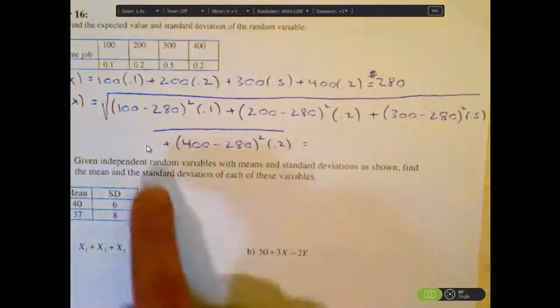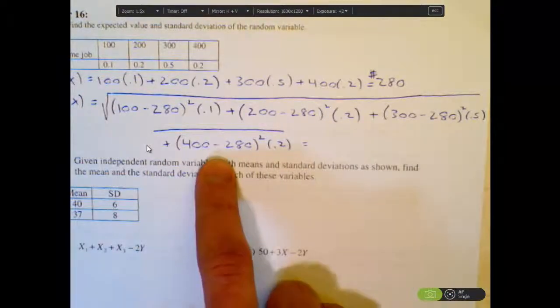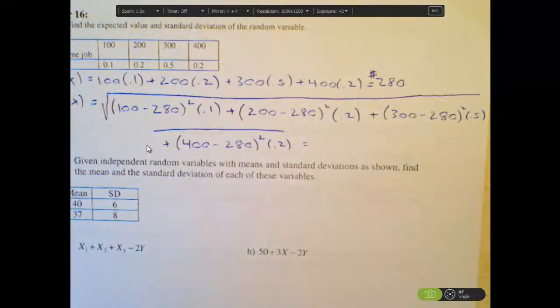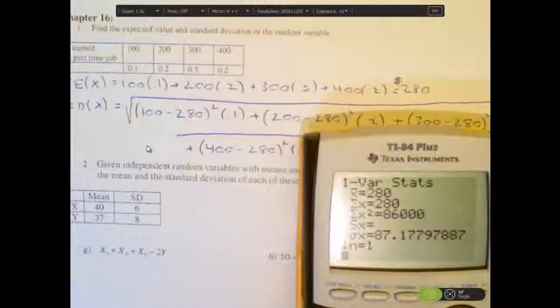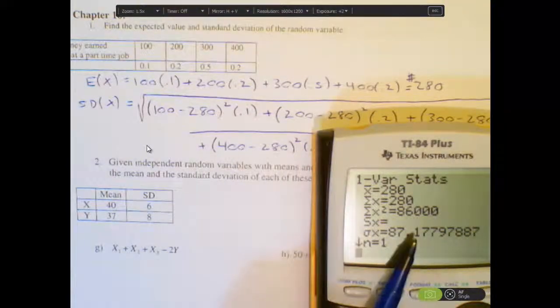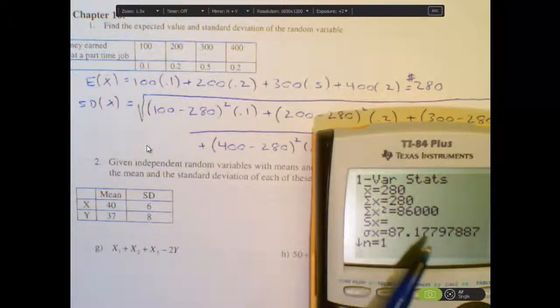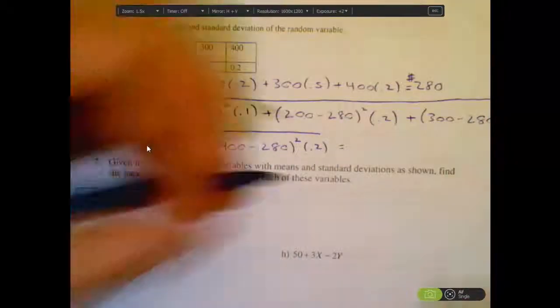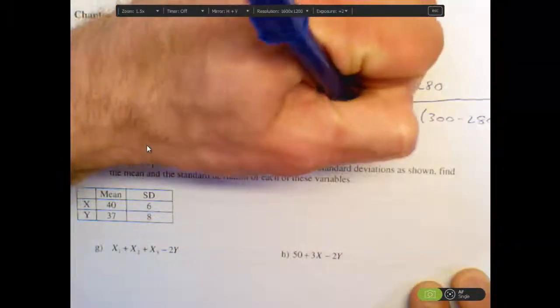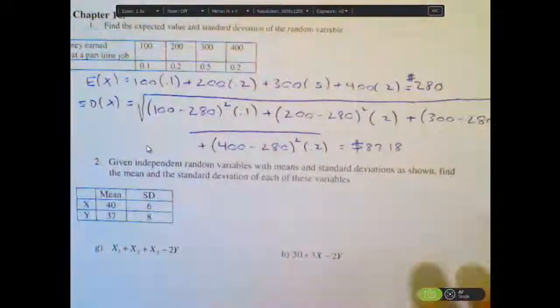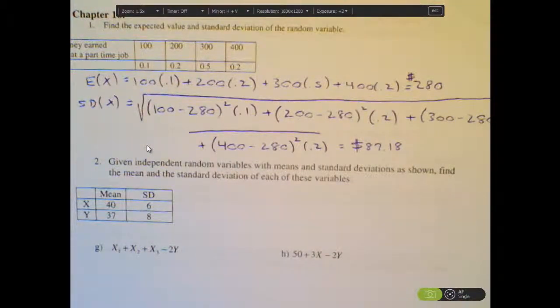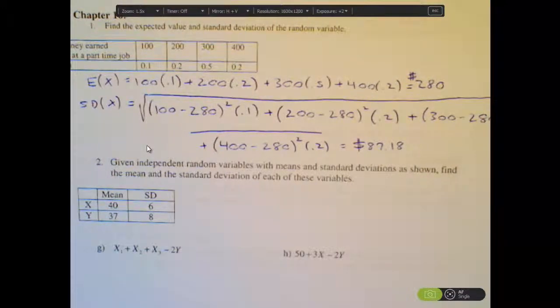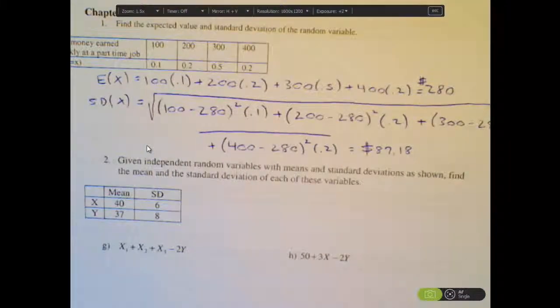So I really don't want to have to take the time during the AP exam on a free response question to type this in. Going back to the calculator, this is the benefit of it. I have that standard deviation right here. I don't need to calculate that. It's 87.178. Since we're talking about dollars and cents, 87.18. So $87.18 is my standard deviation. So that's how you find the mean and standard deviation from a probability model for a discrete random variable.